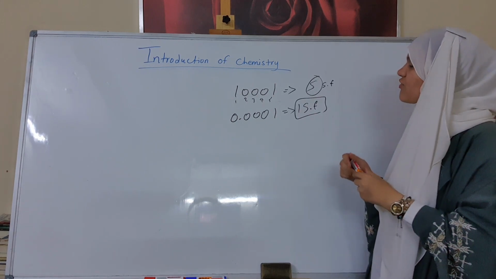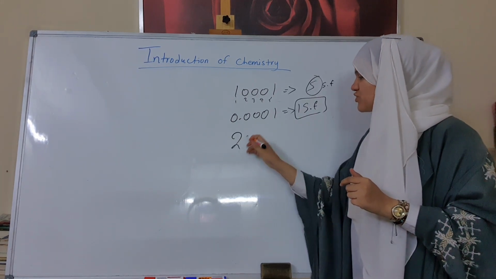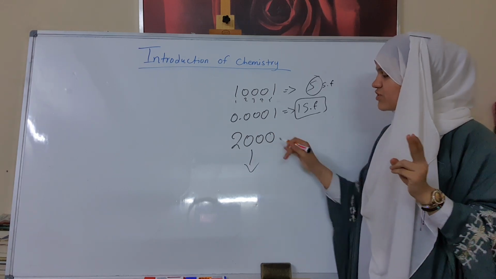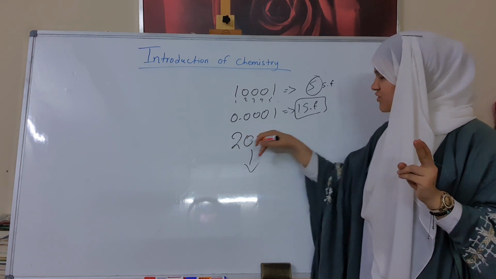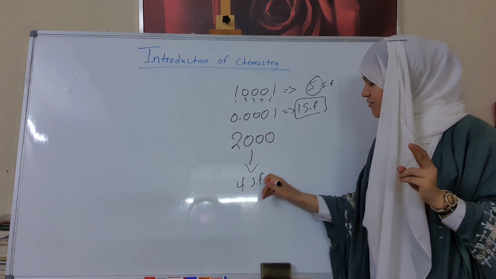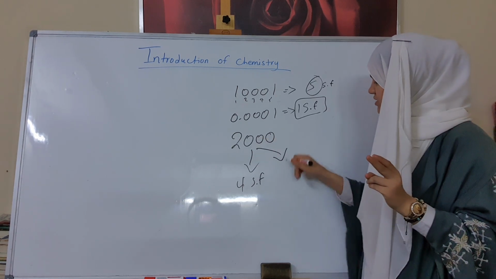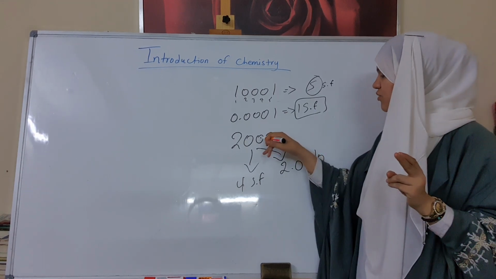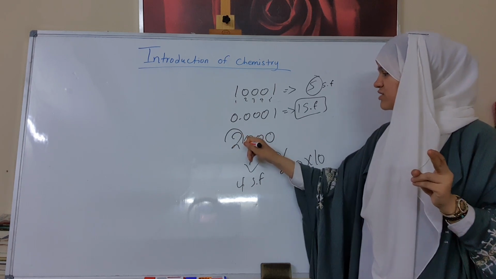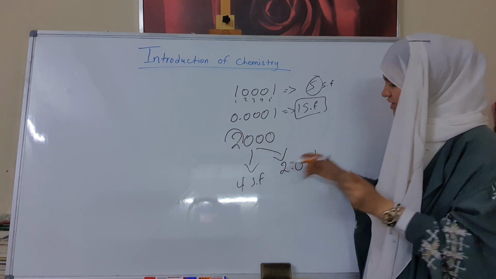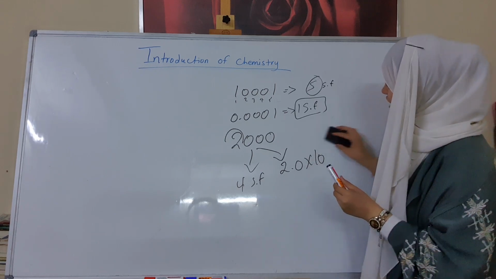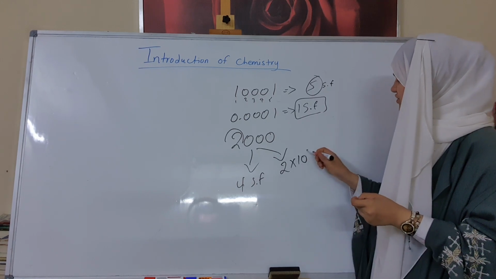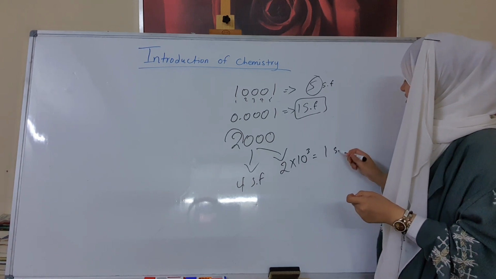For others, for example 2,000, it can be answered in two ways. It can be 2, 1, 2, 3, 4, that means 4 significant figures. And we can also say 2.0 times 10 to the power of 3. Already we have 2, or we can say just 2, that means 2 times 10 to the power of 3. That means just one significant figure.